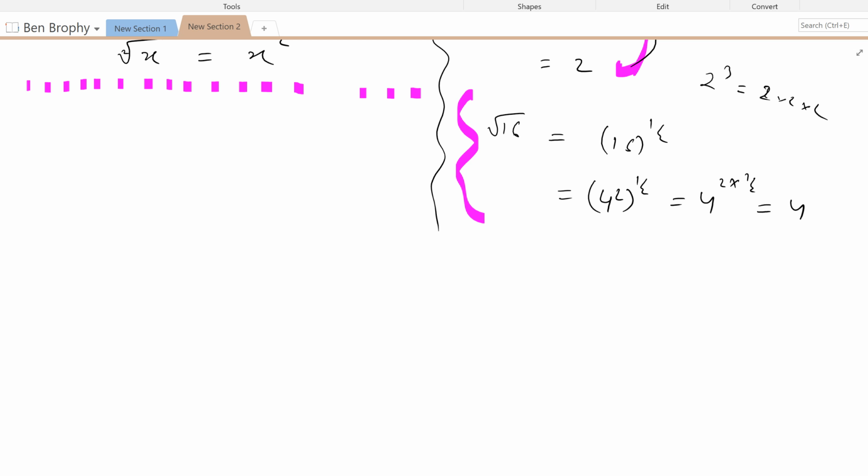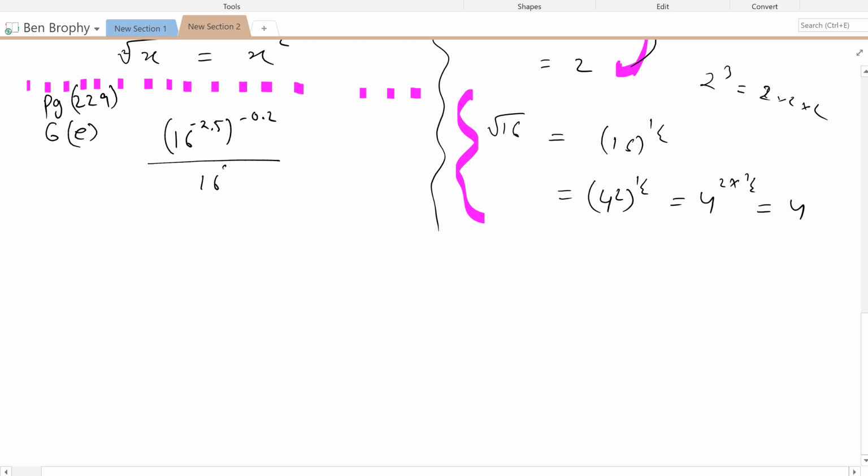So 6E, page 229. It's 16 in brackets, 16 to the power of negative 2.5, bracket, to the power of negative 0.2, divided by 16 to the power of 3/4.